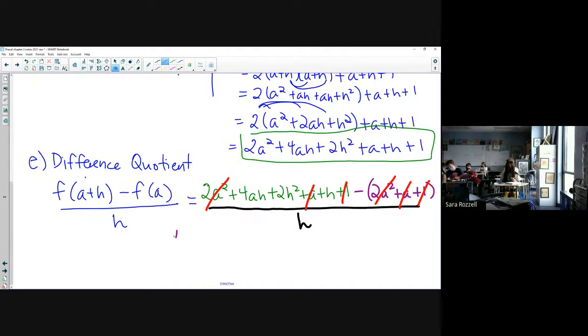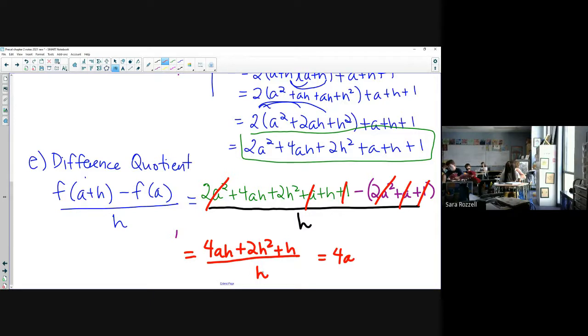8 and 8. 4ah plus 2a squared h. They're all over h. So we divide every single thing by h. Divide 4ah by h, what do you get? 4a.